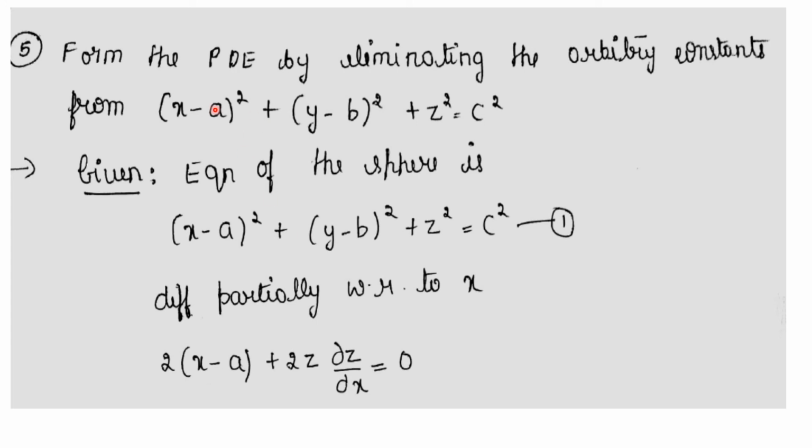So we'll move on to the next problem now. Form the partial differential equation by eliminating the arbitrary constants from x minus a the whole square plus y minus b the whole square plus z square is equal to c square. So here a, b, c are the arbitrary constants.